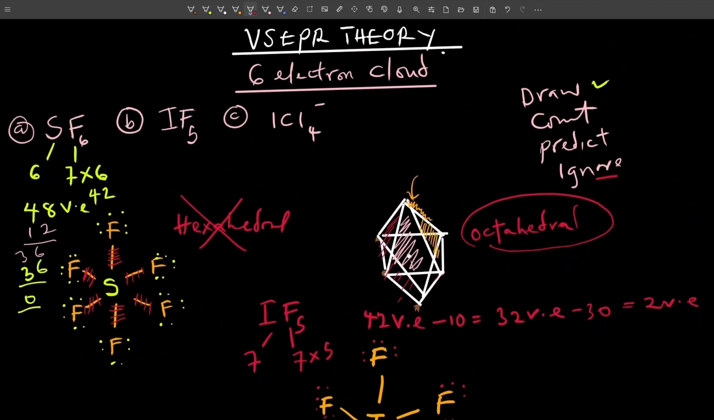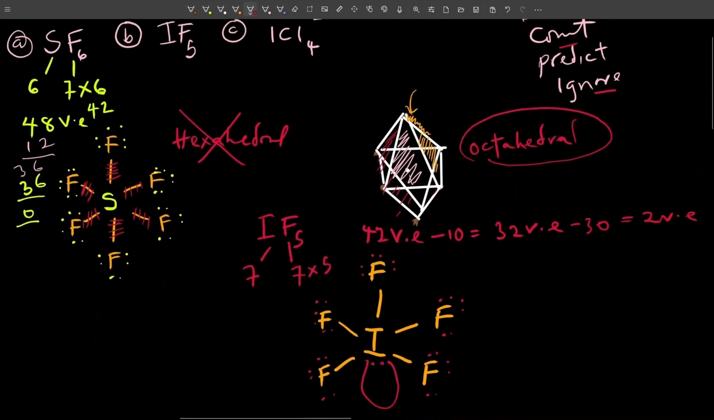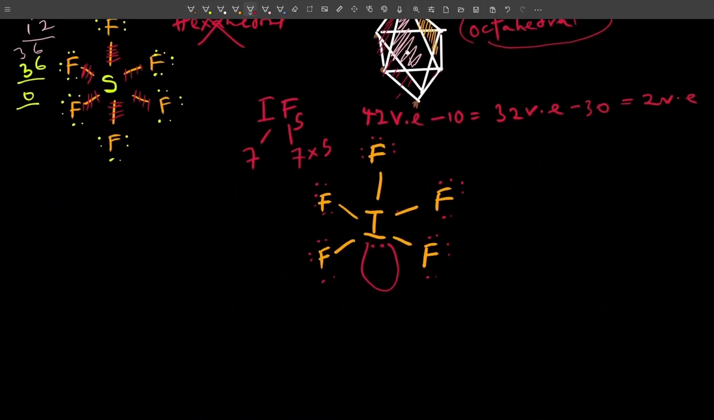The next step is that we should count the electron clouds. There's 1 over here, so this is 1, this is 2, this is 3, this is 4, this is 5, and this one formed by this loop here is 6, so that's the electron cloud count. Therefore the electron cloud geometry is octahedral. This is the electron cloud geometry. Please don't confuse this for the geometry of the molecule. This is just the electron cloud geometry.